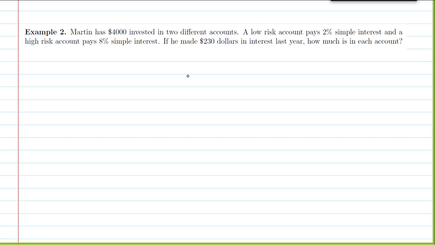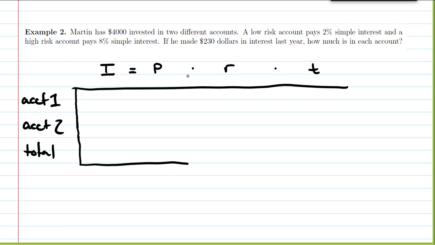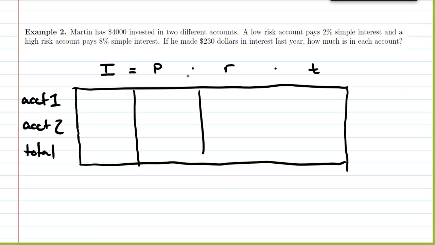And making a chart or a table to help me work on this problem, I'm going to have a column in the table for each variable in my model. So I have my interest, I have my principal, and I have my rate and my time for my simple interest model. And then I'm going to have two different accounts. So I'm going to have account 1, I'm going to have account 2, and then we're given some information about a total. So I'm going to end up with 3 rows in this table, and I'm going to end up with 4 columns.